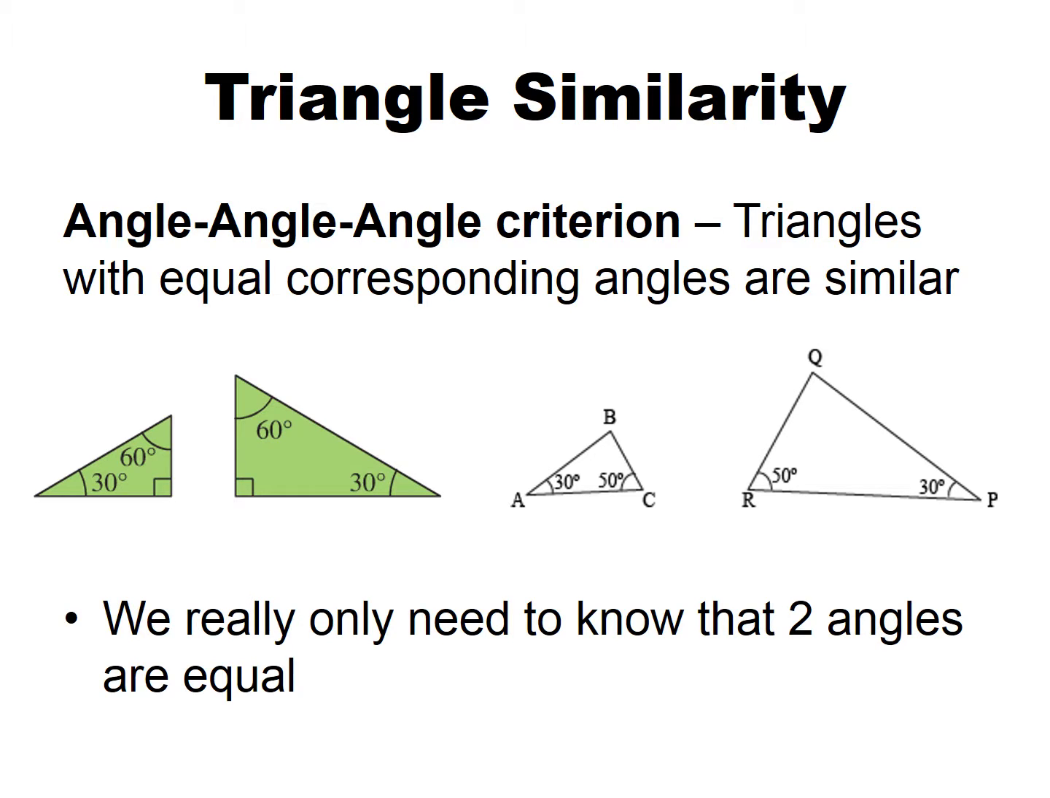Now one thing that this second example illustrates is that in order to apply this criteria, we don't really need to know all three angles. We really only need to know that two angles are equal. If we know two of the angles, we can determine the third. And if we know that two triangles have two equal angles, then their third angle is going to be equal, and so they are similar.